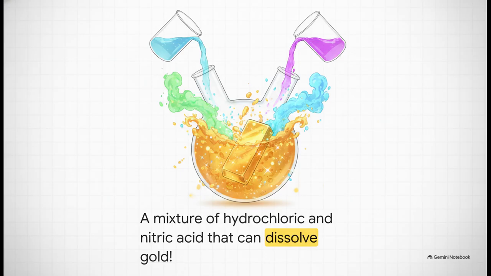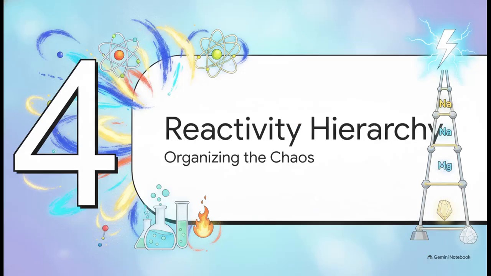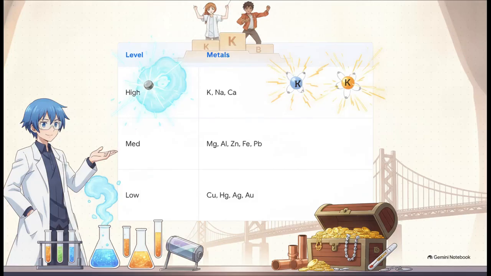So there are massive, fundamental differences in how these elements behave. And to make sense of it all, scientists created a specific hierarchy to help organize the chaos. Section 4. The reactivity hierarchy. Organizing the chaos. By observing what we call displacement reactions, which is where a more reactive metal will literally kick a less reactive metal out of its own compound solution, we've been able to build this amazing visual cheat sheet, the reactivity series.